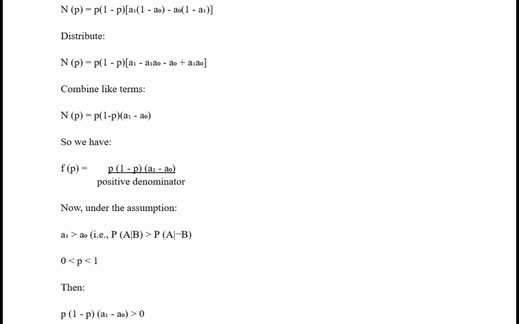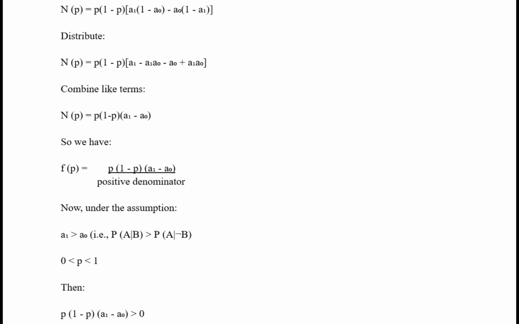We can go ahead and combine like terms. The negative a1 a0 and the positive a1 a0 are going to cancel out and equal 0. That means n of p equals p times (1 minus p) times (a1 minus a0). So we have f of p equals p times (1 minus p) times (a1 minus a0) over a positive denominator.